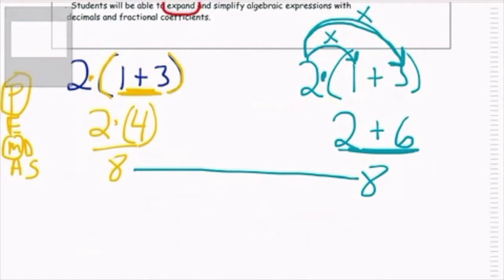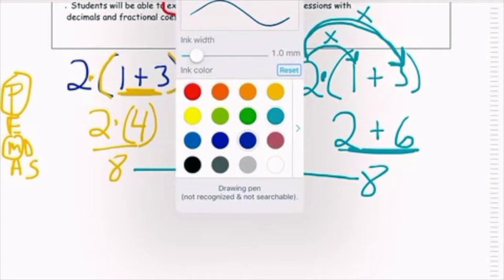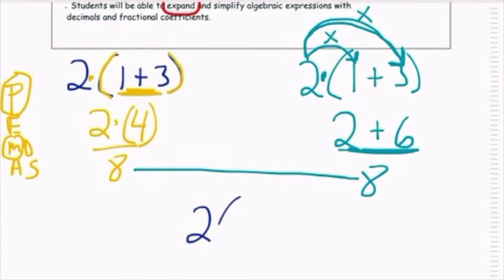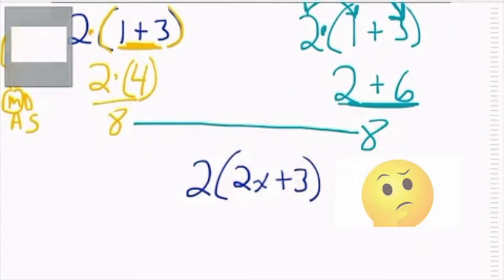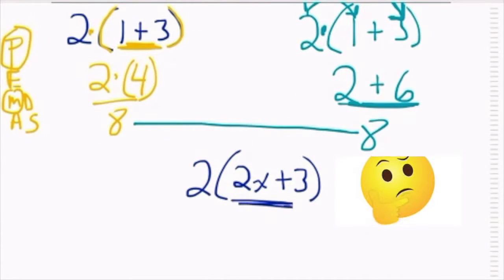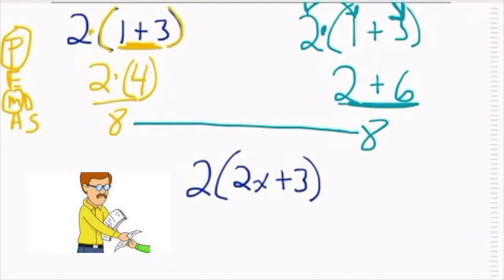So with these two methods, why would I use the more complicated one when I have the easier PEMDAS method? The reason why you would use the distributing method is because of a problem like this. If I did 2 parentheses 2x plus 3, notice how I cannot add 2x plus 3. We learned this in the previous sections, right? You cannot add 2x plus 3 because they're unlike terms. And because they're unlike terms, I have to instead distribute the 2 to both terms.